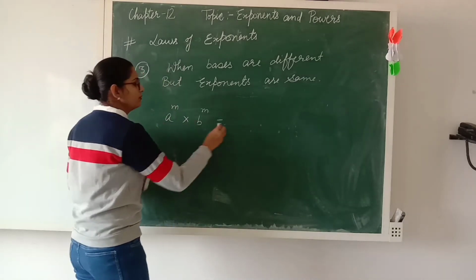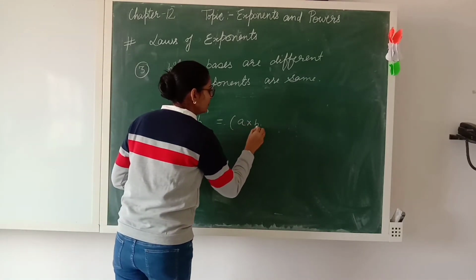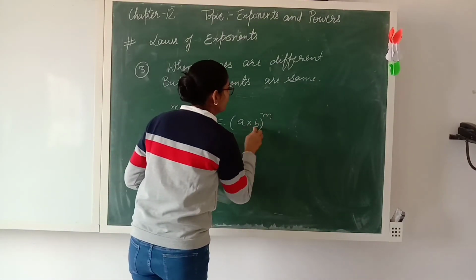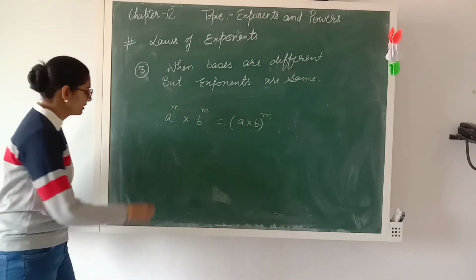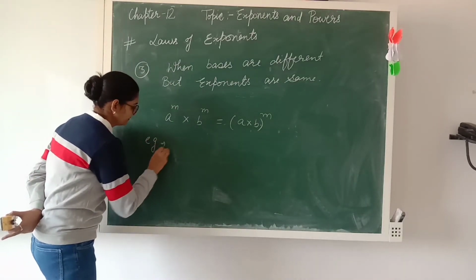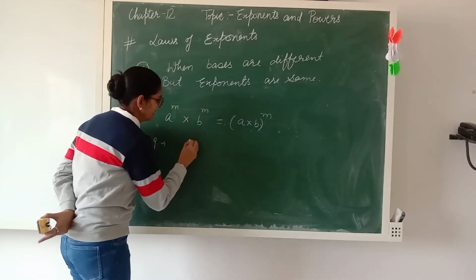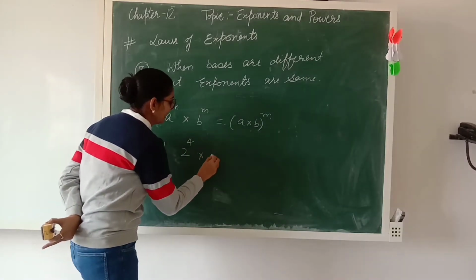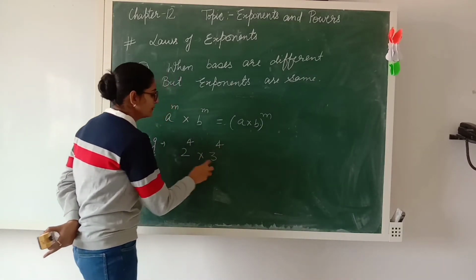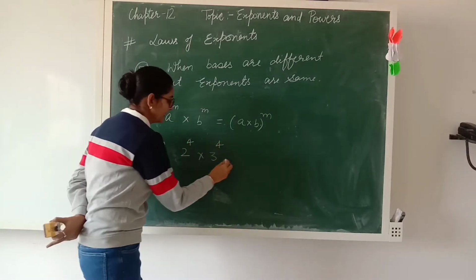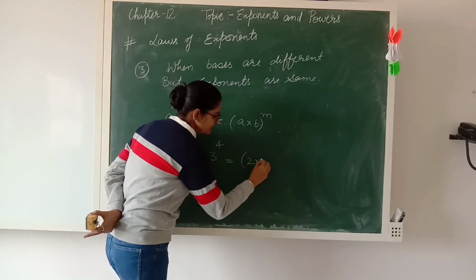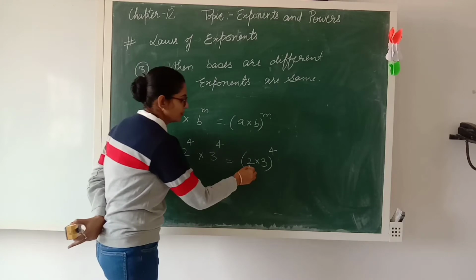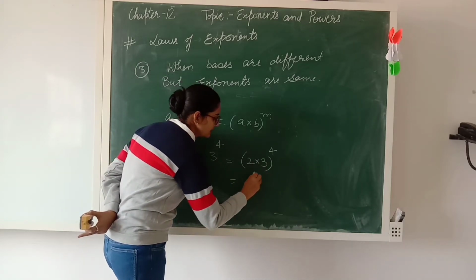We have to just write down both the bases like a multiplied by b, and shift the exponent as the exponent of a and b. Look at an example. You have 2 raised to the power 4 multiplied by 3 raised to the power 4. Both bases are different, but powers are same. So you have to just multiply the bases and write down the exponent same as it is. Okay, so 2 threes are 6, 6 raised to the power 4.